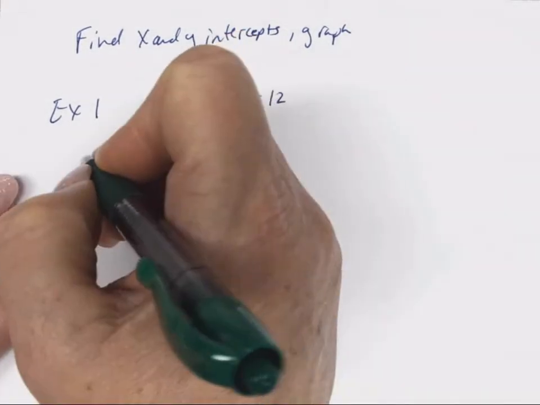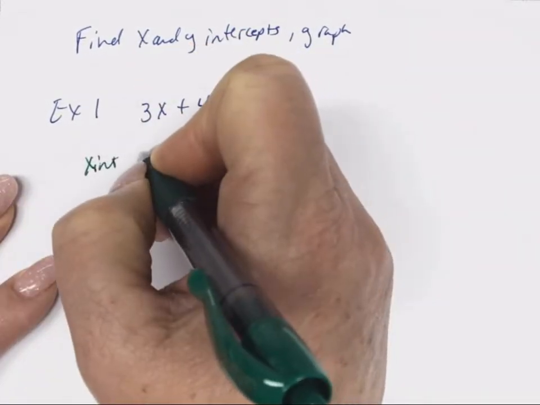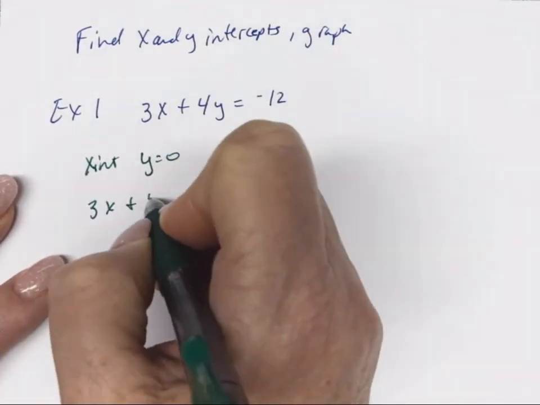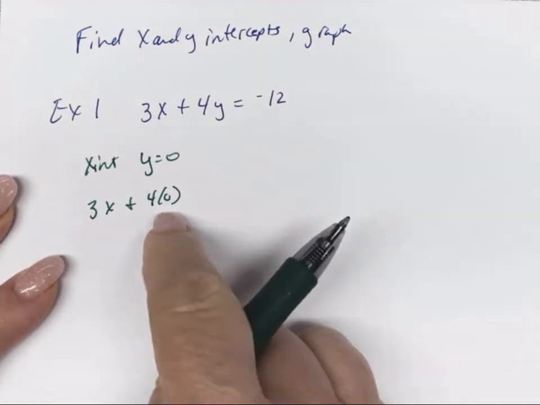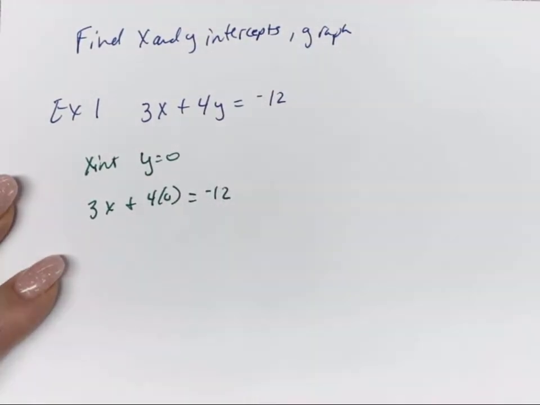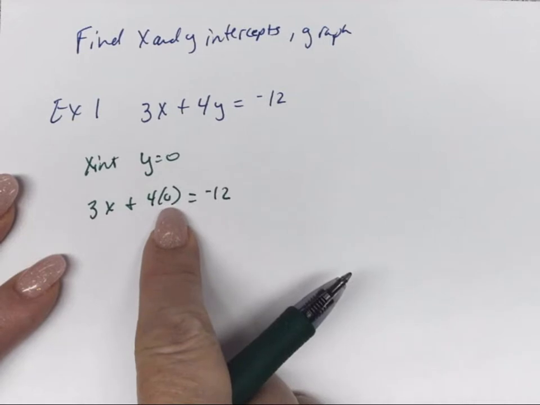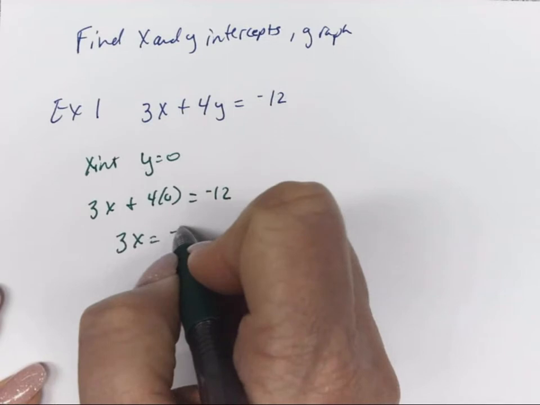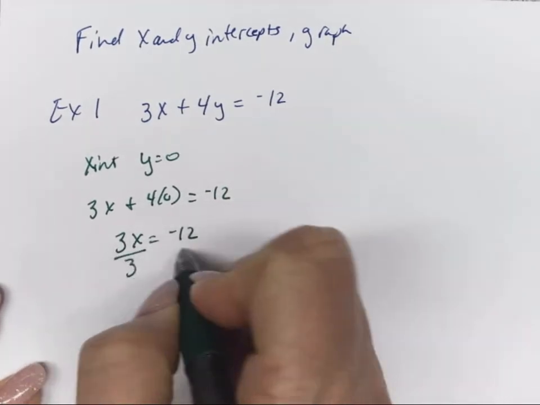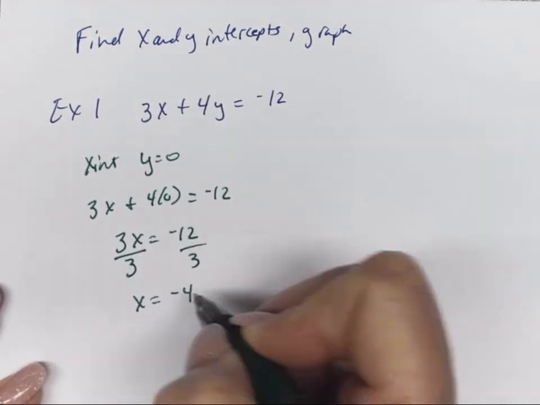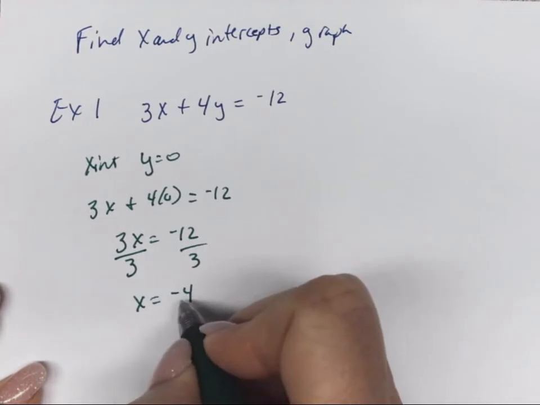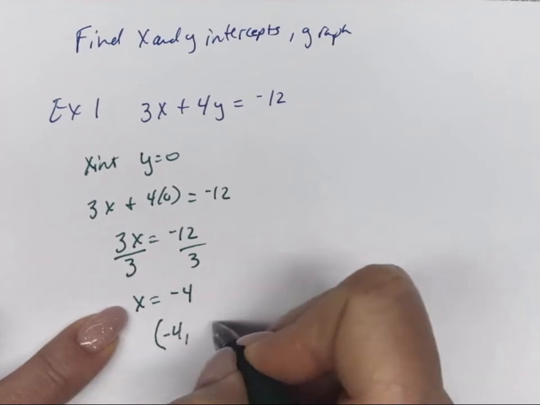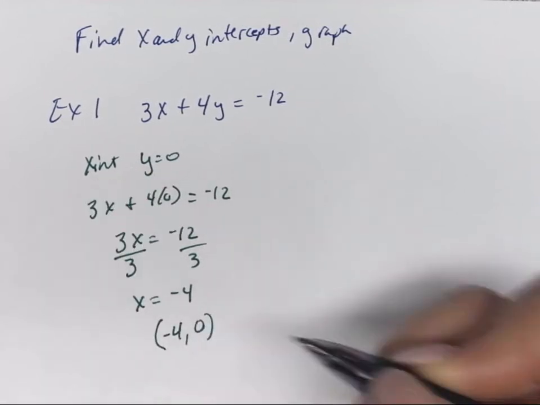So to find the x-intercept, we set y equal to 0. So we have 3x plus 4 times 0, because our y becomes 0, is equal to negative 12. The nice thing about anything times 0, it goes away because it's equal to 0. So this will leave us with 3x equal to negative 12. Divide by 3 on both sides, we get x equals negative 4. Now you want to write this as a point. It is an xy point. Our x is negative 4 and our y is 0.